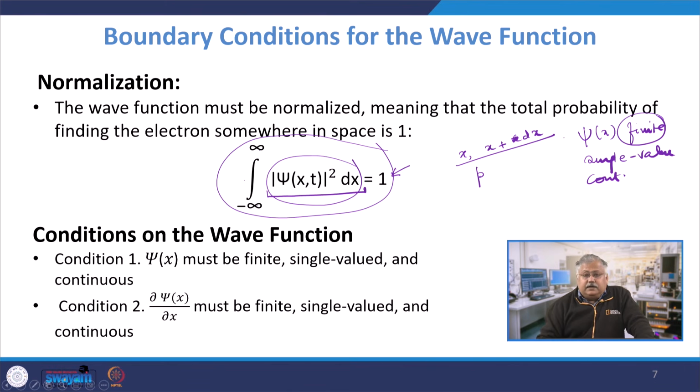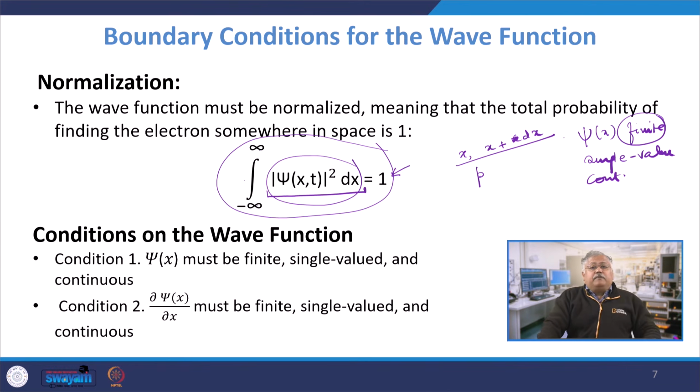Why finite and single valued? Because if it is infinite, then if I multiply psi with psi star, it will shoot up there, and therefore I can very well say that at any particular point in space the probability is almost close to 1. Then you will be violating the Heisenberg uncertainty principle, and that's the reason it should be finite. It cannot be infinite, but it should also be single valued.